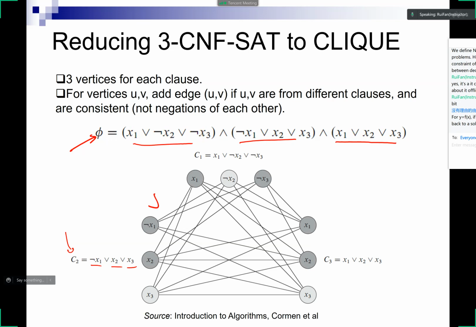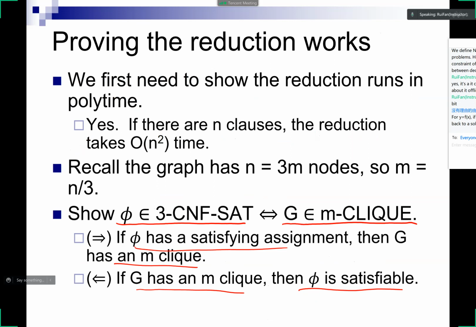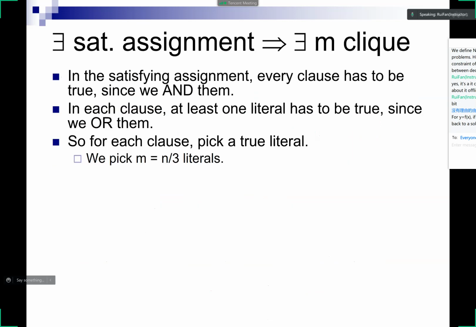And if you have a false clause, then when you AND it with the other clauses, the result is going to be false. So in order to satisfy this formula phi, you need to somehow pick a true literal from every clause. This is a necessary and sufficient condition to solve this phi. So for each clause, we can pick out a true literal, because we're assuming that there is a satisfying assignment, and using this assignment, every clause has a true literal.